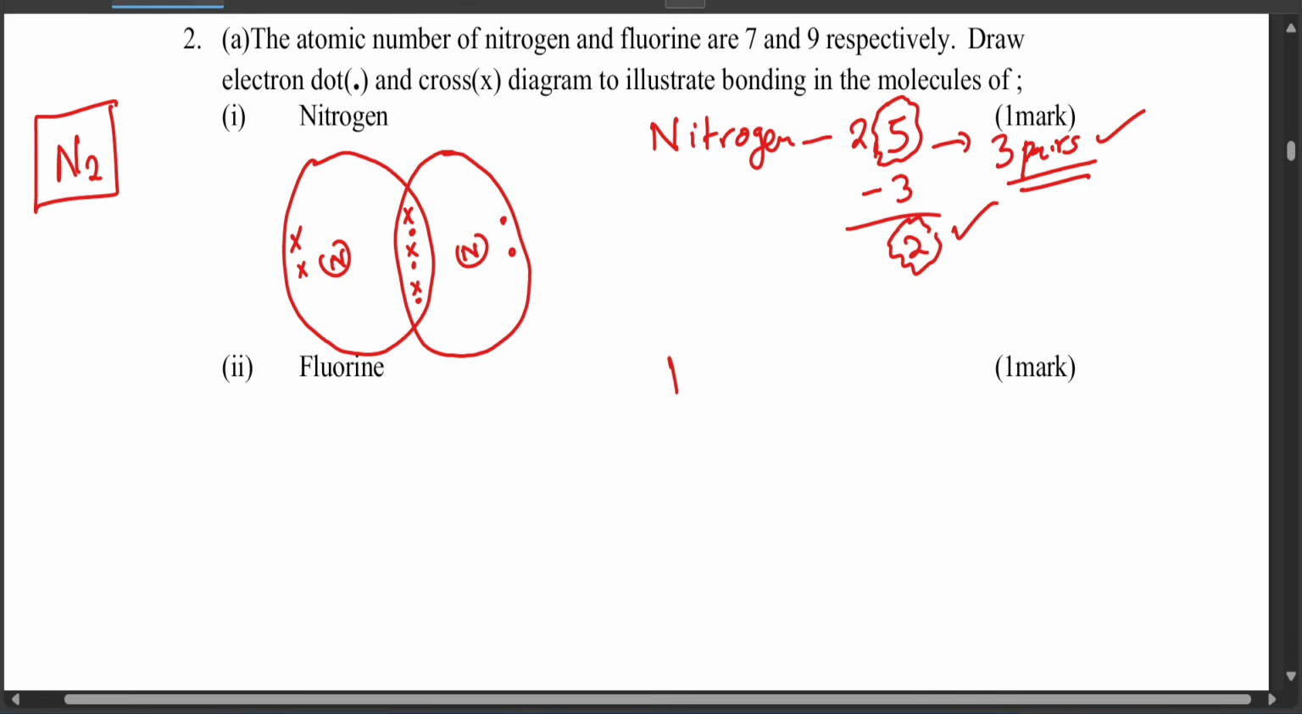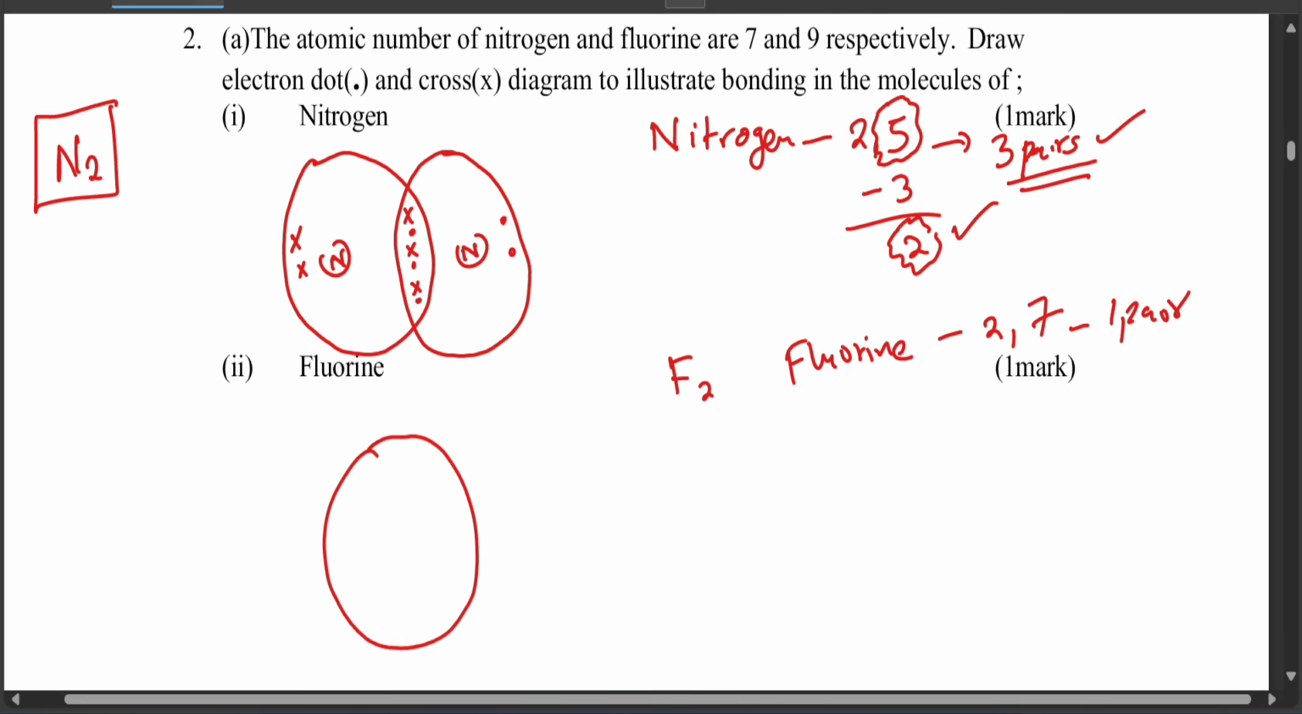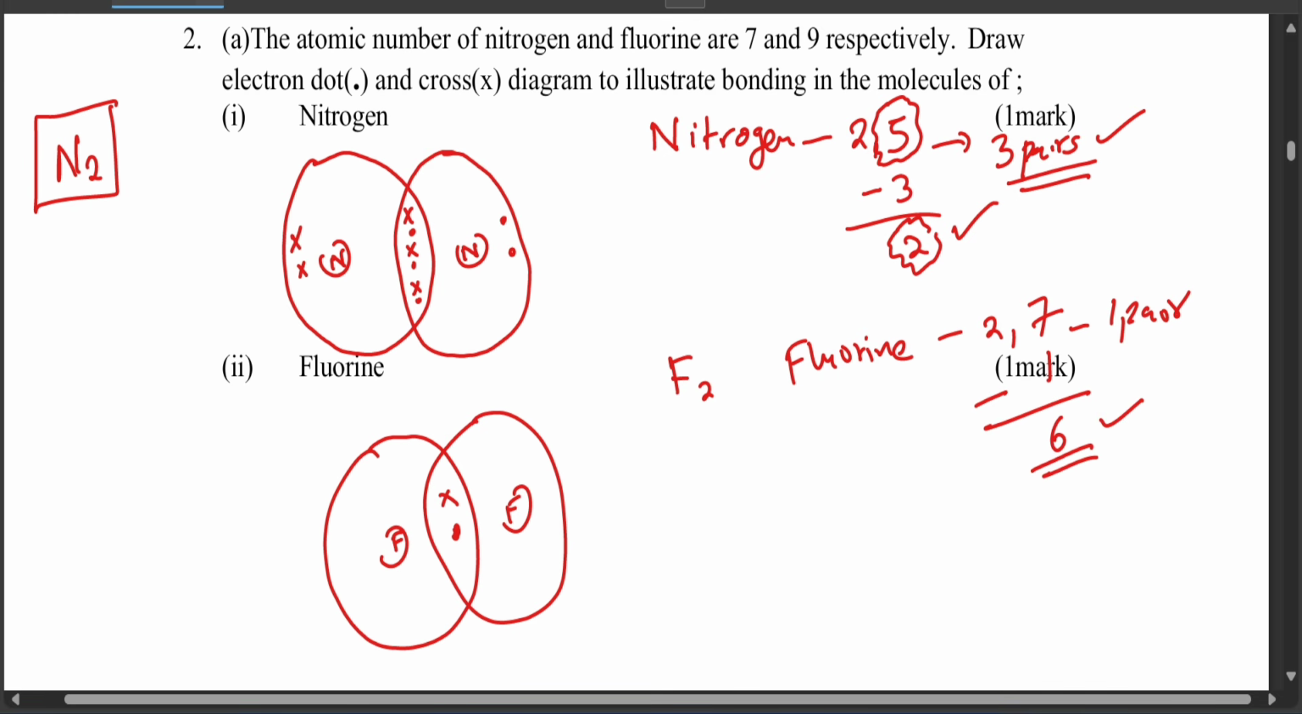The fluorine now, the fluorine molecule, which is F2. Remember that fluorine's electronic arrangement is written as 2, 7. So it requires only 1 pair of electrons. So let's draw fluorine. So fluorine is also a molecule, which is drawn like this. So it requires only 1 pair of electrons. So if you subtract 1 from 7, you remain with 6. So it just remains 6 electrons in the outermost energy levels.